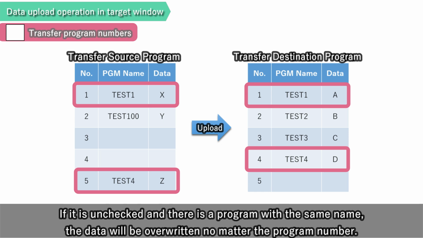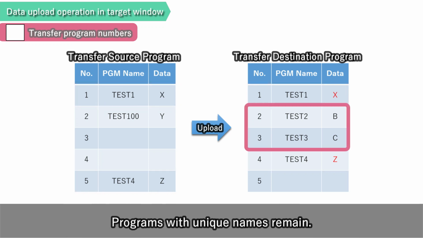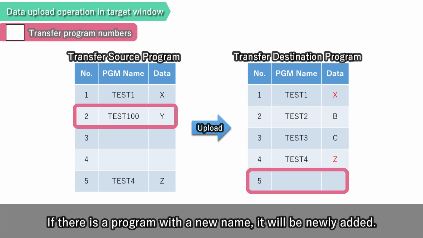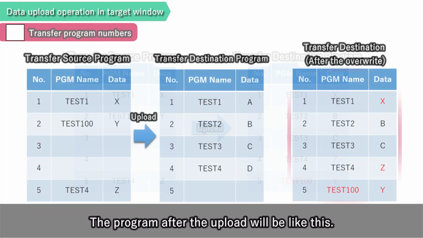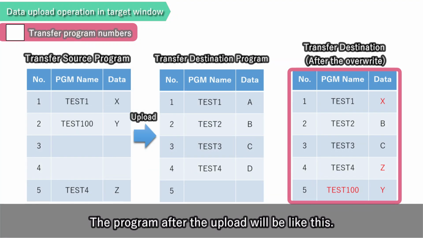If it is unchecked and there is a program with the same name, the data will be overwritten no matter the program number. Programs with unique names remain. If there is a program with a new name, it will be newly added. The program after the upload will be like this.